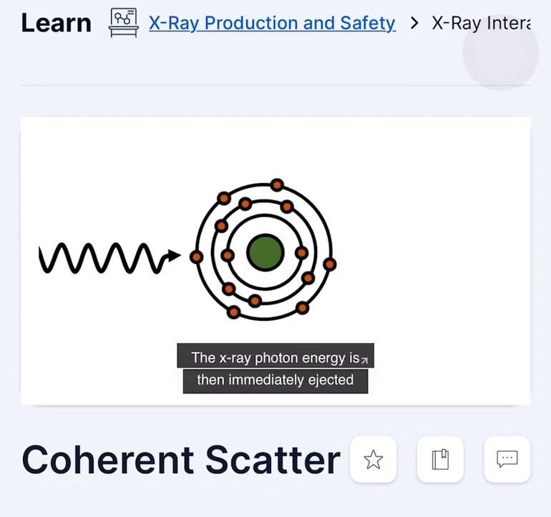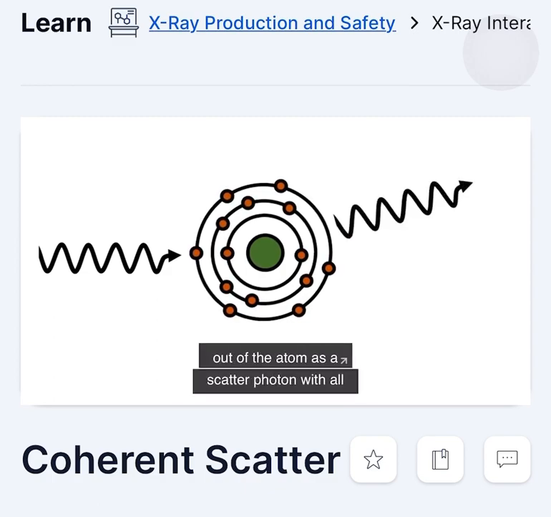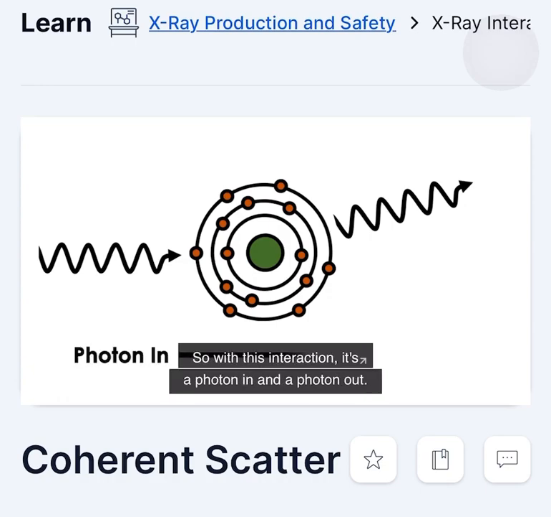The X-ray photon energy is then immediately ejected out of the atom as a scatter photon with all of the original energy, but in a different direction. That's why it's called coherent scattering. So with this interaction, it's a photon in and a photon out.